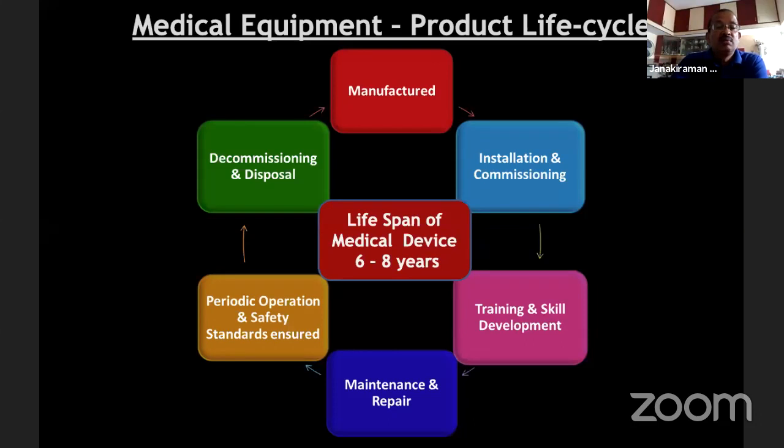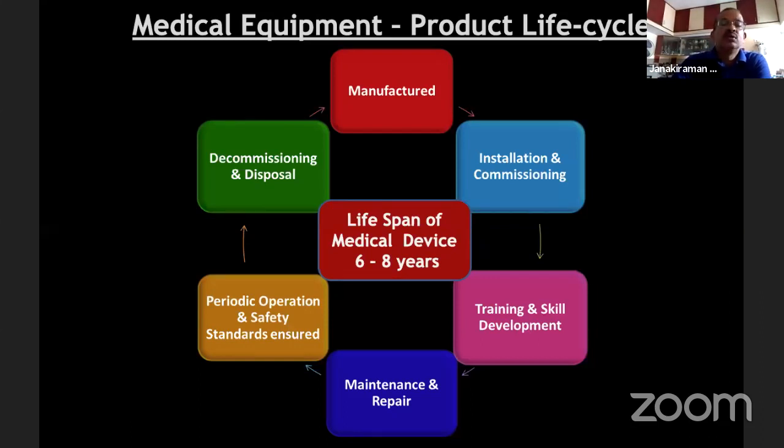Periodic operation and safety standards. This is where the quality measurement and quality assurance comes. The testing and calibration of the equipment, the performance testing and calibration to check how good these machines are when they are used on patients, how safe they are.